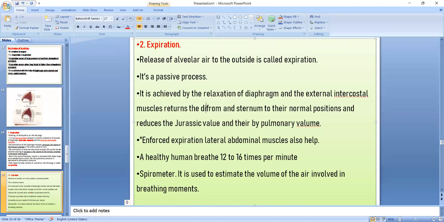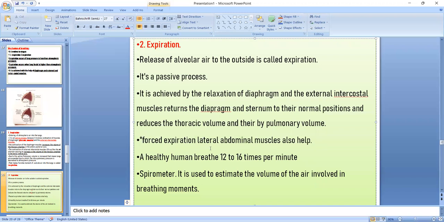Diaphragm and sternum return to their normal positions, and reduce the thoracic volume. Thoracic volume is reduced and the pulmonary volume is also reduced. So the forced expiration occurs.